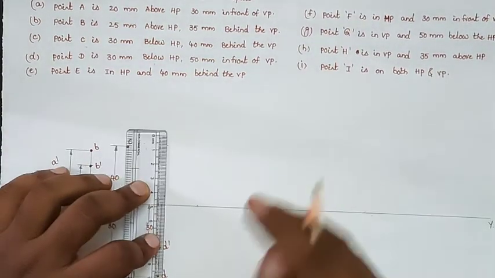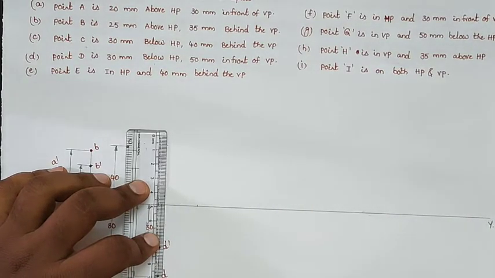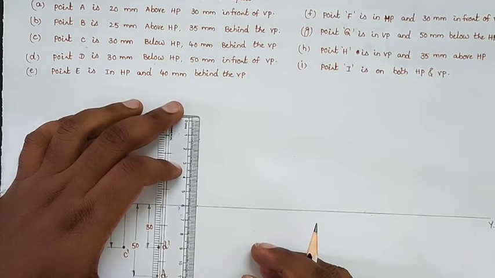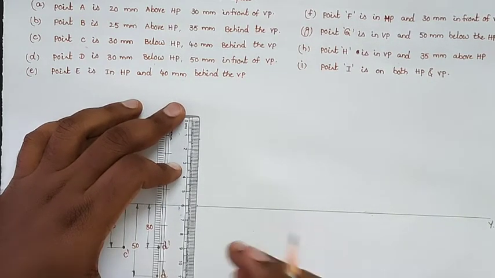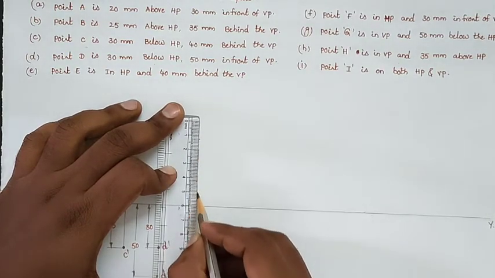Point E is in the HP. In the HP means on the reference line. And 40 mm behind the VP. So 40 mm behind means above the reference line. So you can take 40 mm above the reference line and draw the projection of point E.